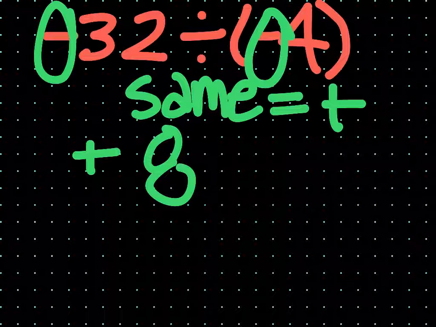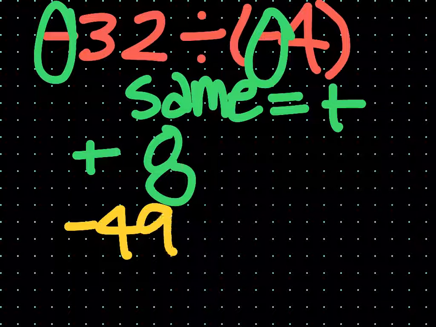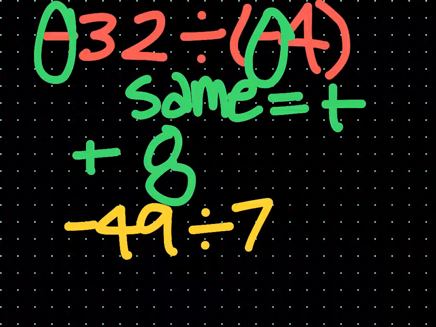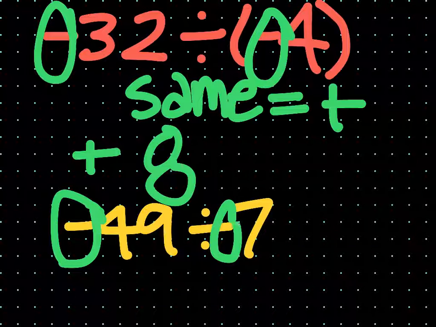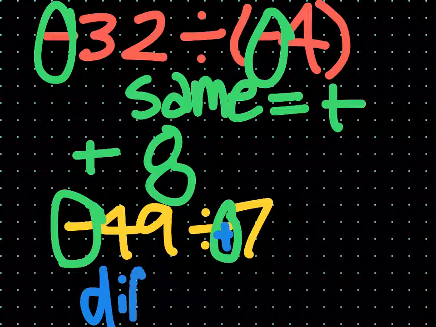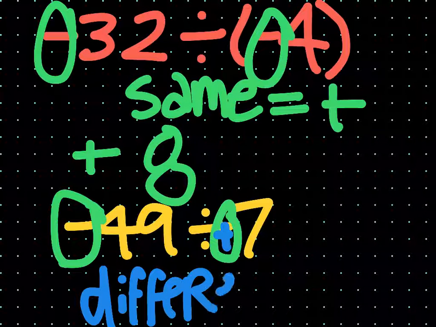All right, let's try another one. Negative 49 divided by 7. Go ahead and pause the video when you're ready. Let's check. Now you've gotten your answer. Let's see if you got it right. You have this sign and this sign, which is technically a plus sign. Do they have the same or different signs? They have different signs, so we know that our answer is going to be what?